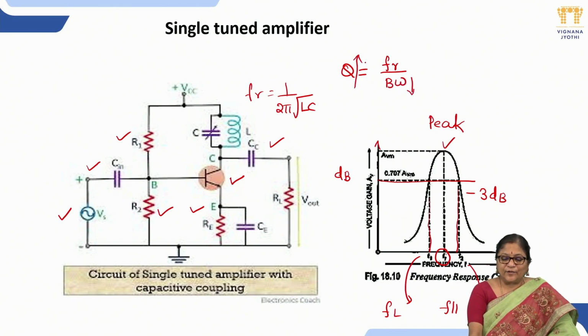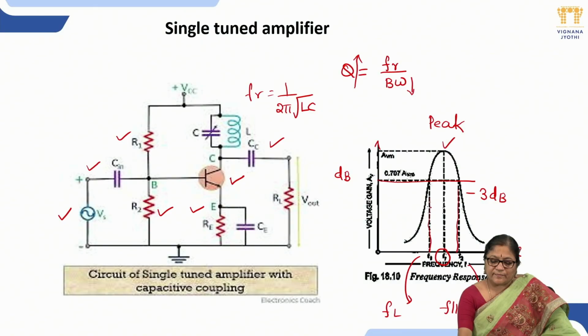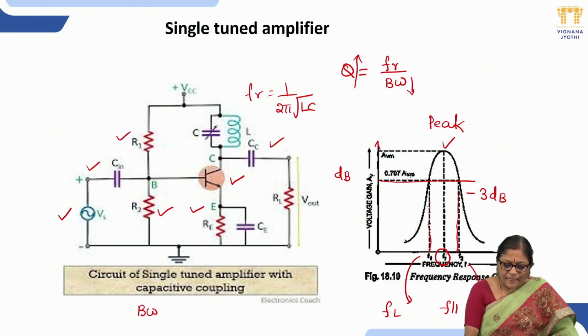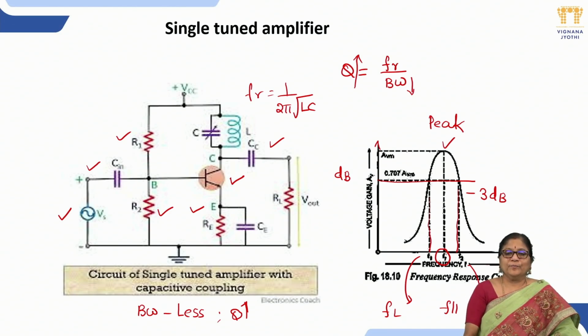So that's why with a single tuned amplifier you are going to get a bandwidth like this, but the bandwidth will be very small. That is, the quality factor will be very high. So it provides less bandwidth, and the quality factor will be more. But if you want more bandwidth, where more spectrum has to be allowed, then single tuned amplifiers are not able to provide more bandwidth.